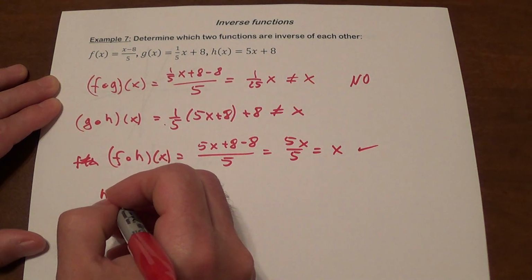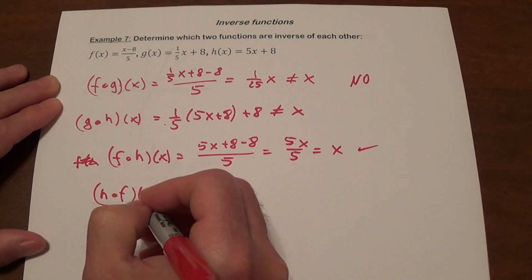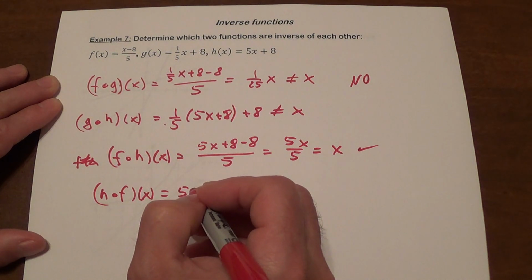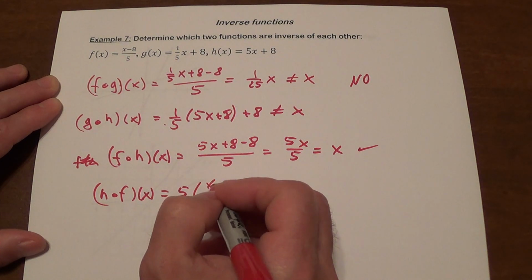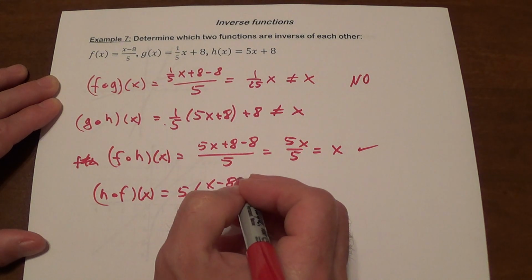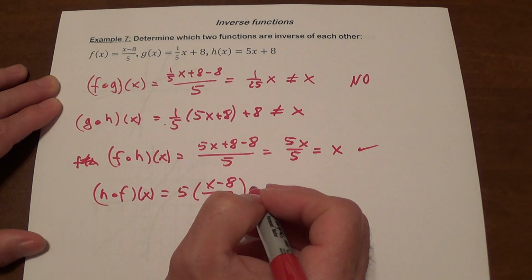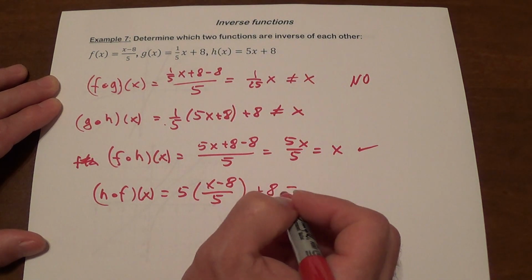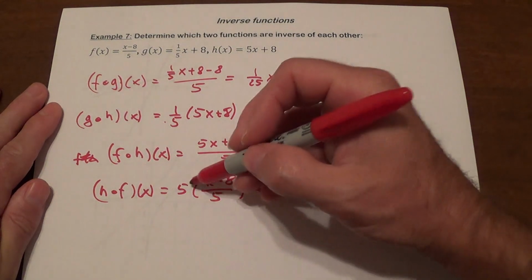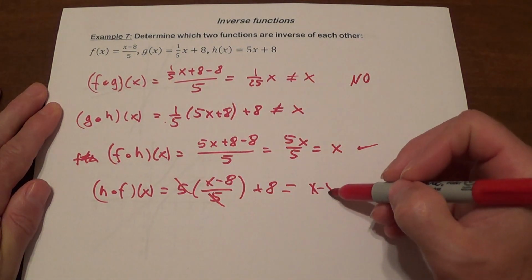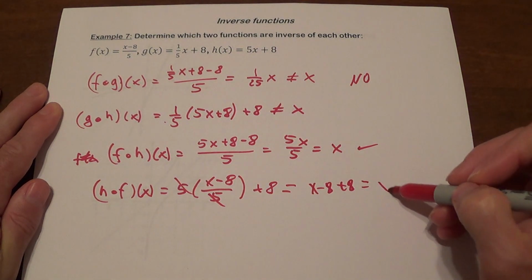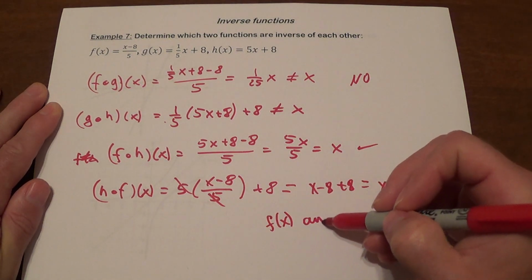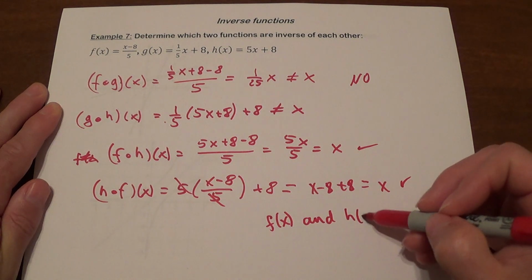And if you do h of f of x, then you're going to get 5 times (x minus 8 over 5), doing h, so plus 8, right? Which gives us the 5's are going to cancel. It's x minus 8 plus 8, and that's going to give us x. And so it's going to be f of x and h of x.